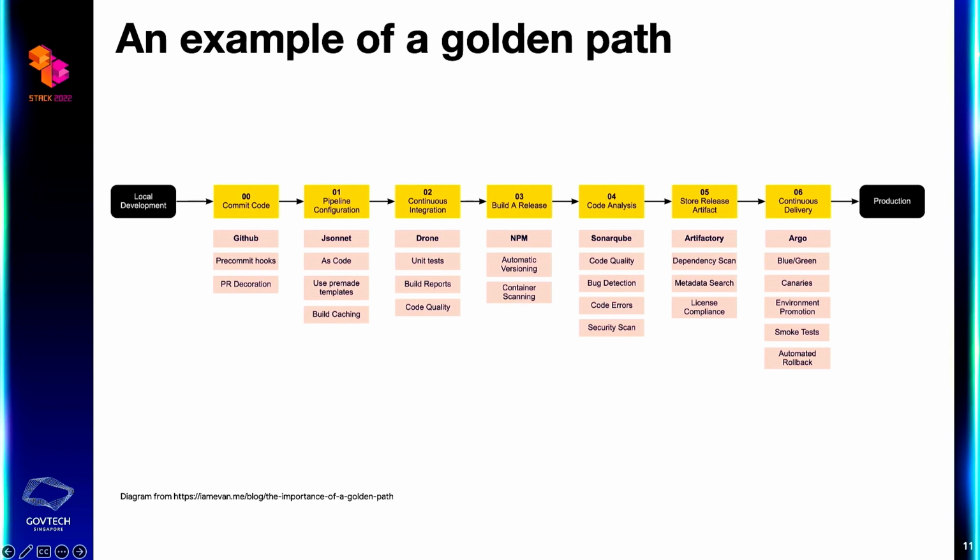First is, you commit code. You've got a pipeline config. You go through your CI steps. You build a release. Maybe do some code analysis. You store those release artifacts, and then you go into your continuous delivery tooling. Finally, you find your way into production.